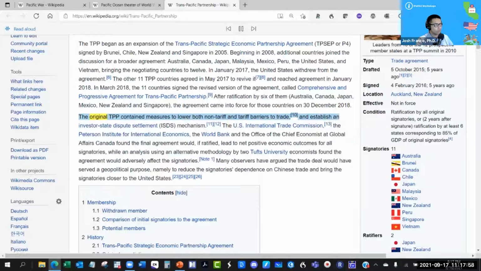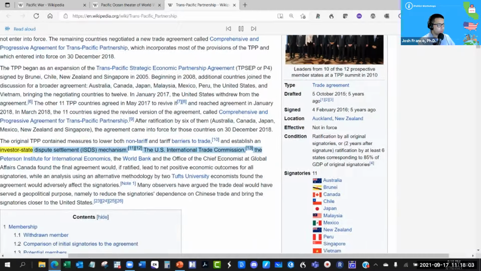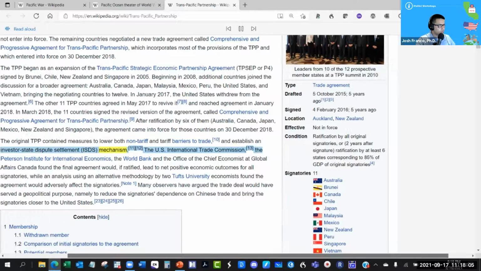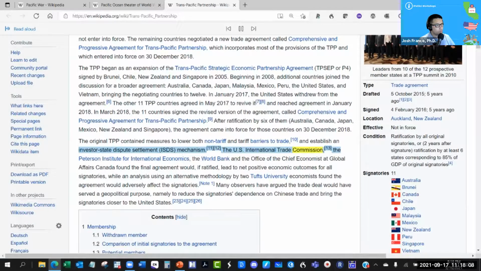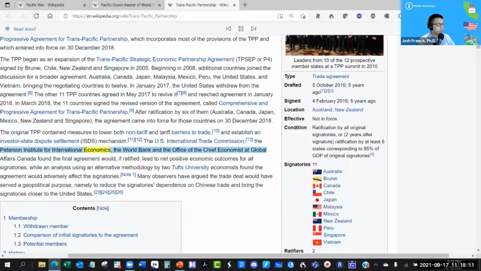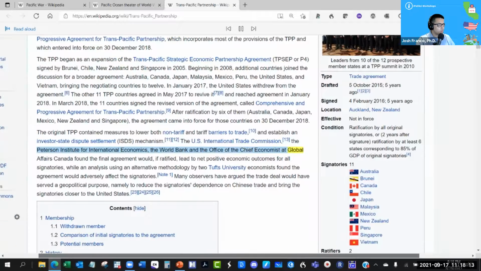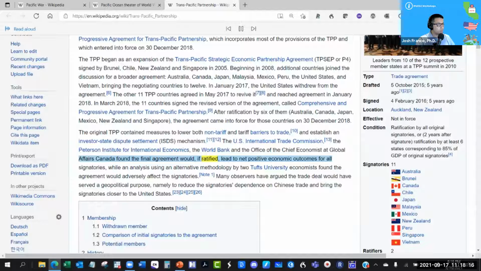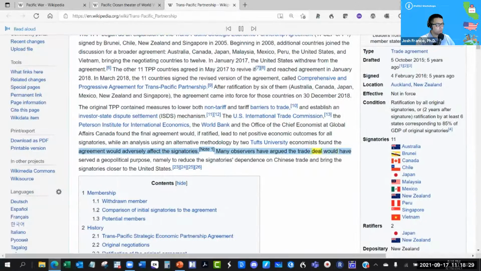The original TPP contained measures to lower both non-tariff and tariff barriers to trade, 10. And establish an investor-state dispute settlement ISDS mechanism. 11. 12. The U.S. International Trade Commission. 13. The Peterson Institute for International Economics. The World Bank and the Office of the Chief Economist at Global Affairs Canada found the final agreement would, if ratified, lead to net positive economic outcomes for all signatories, while an analysis using an alternative methodology by two Tufts University economists found the agreement would adversely affect the signatories. Note 1. Many observers have argued the trade deal would have served a geopolitical purpose, namely to reduce the signatories' dependence on Chinese trade and bring the signatories closer to the United States.